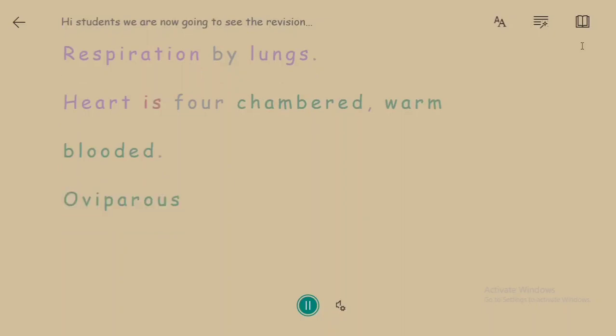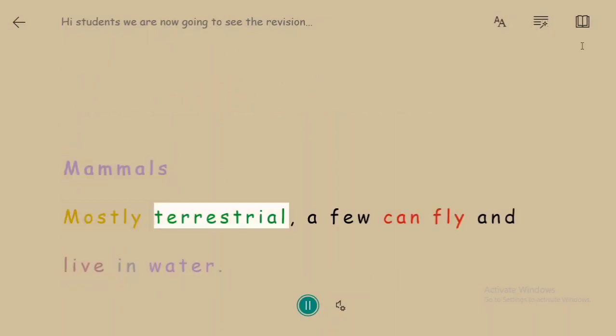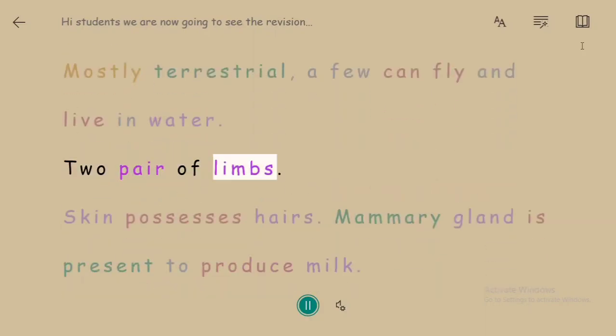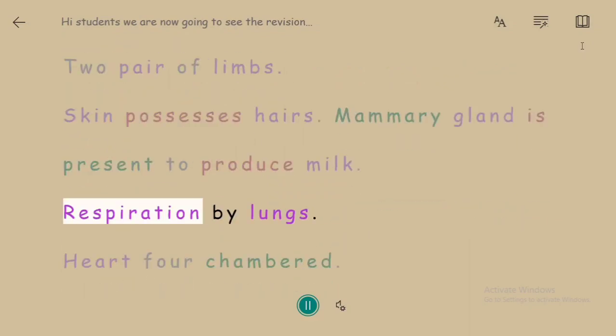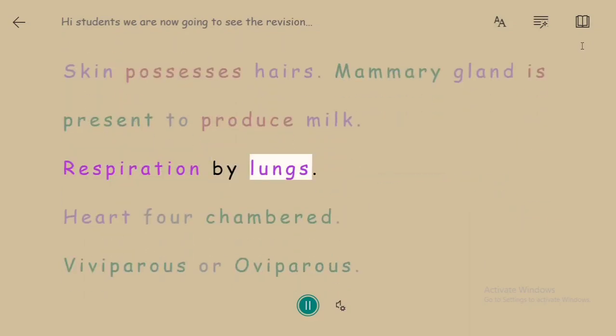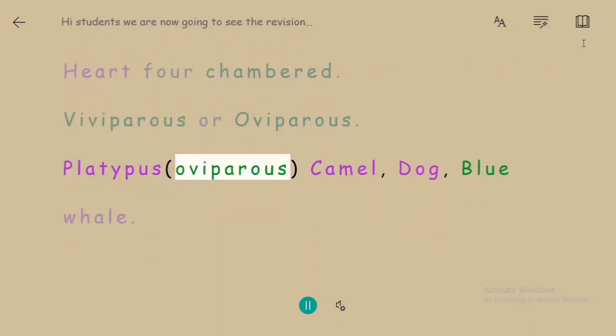Mammals. Mostly terrestrial, a few can fly and live in water. 2 pair of limbs. Skin possesses hairs. Mammary glands are present to produce milk. Respiration by lungs. Heart 4-chambered. Viviparous or oviparous. Examples: platypus, oviparous, camel, dog, blue whale.